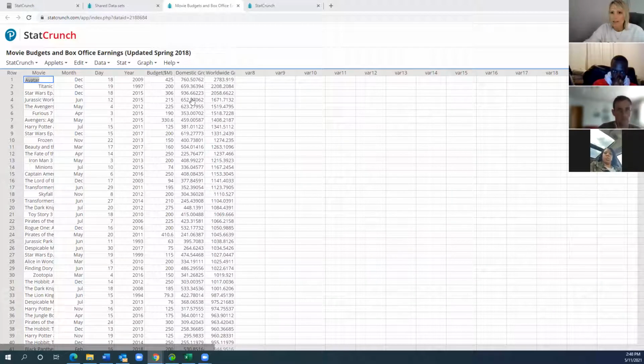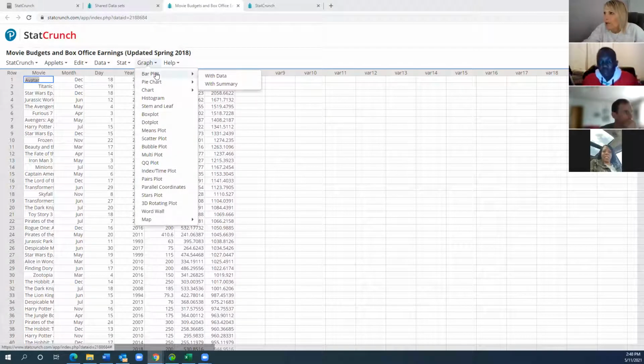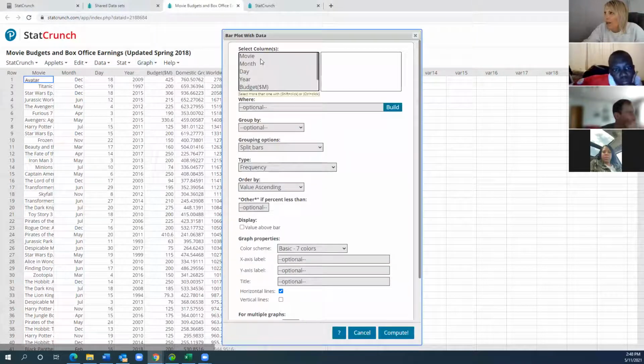So has everybody seen my Statcrunch? Did I switch it over right? You guys give me the thumbs up. Okay. And thank you, Anika. So I'm going to go to graph and I'm going to go to bar and I'm going to say with data. And then it's going to let me choose of my data set, the variable, and I'm going to say movie. And so movie's now in the white box, and I'm going to let everything just play out as it is. I'm not going to change a thing. I'm just going to hit compute and see what it gives me.